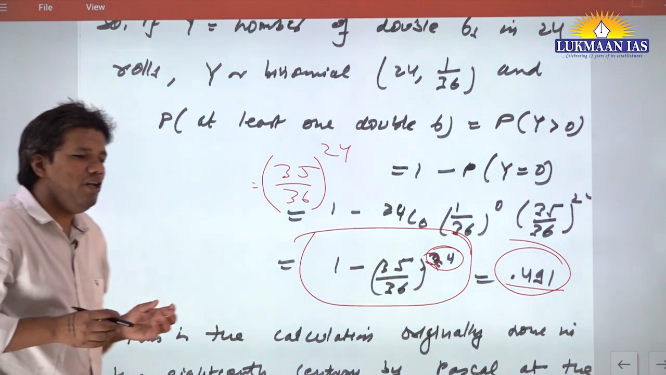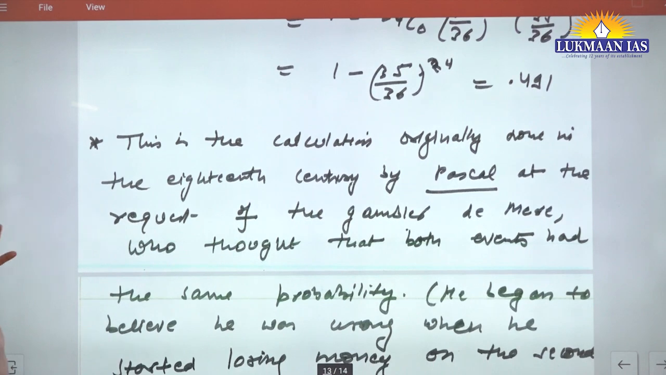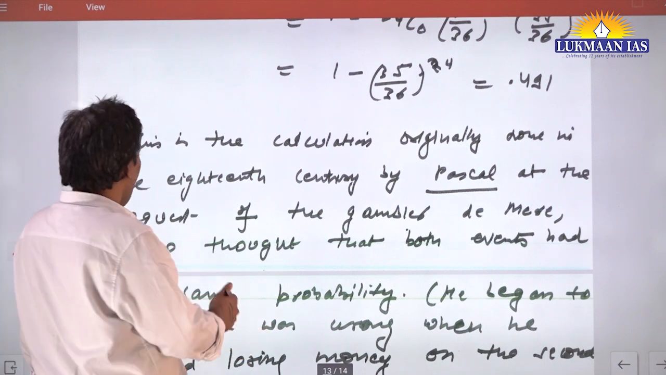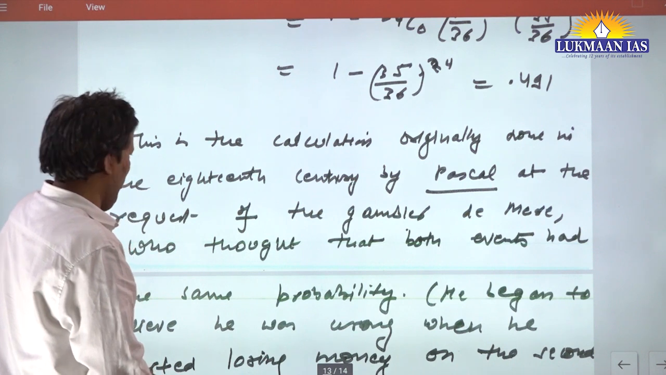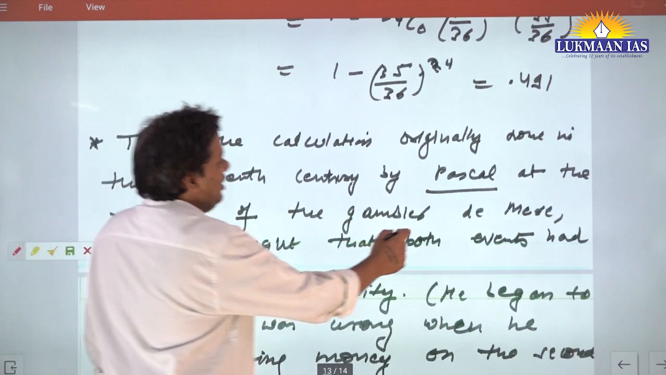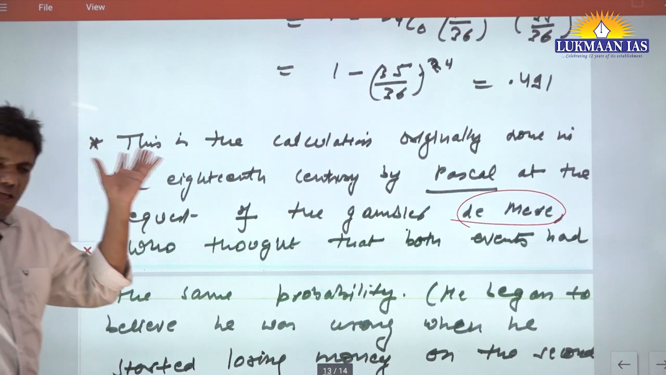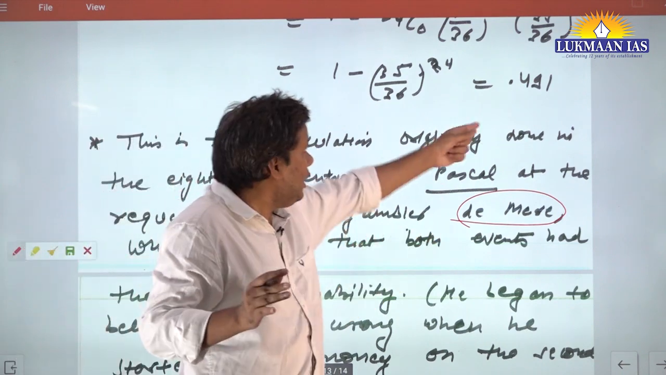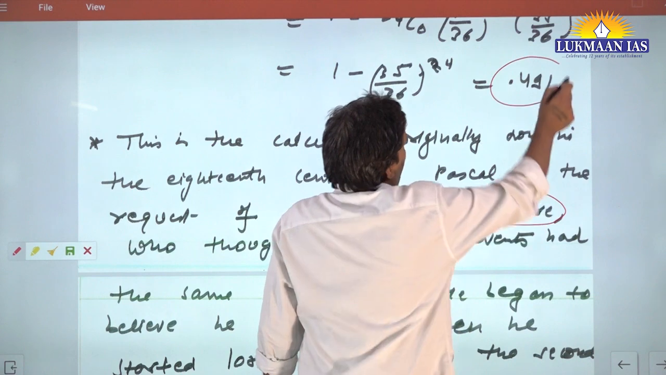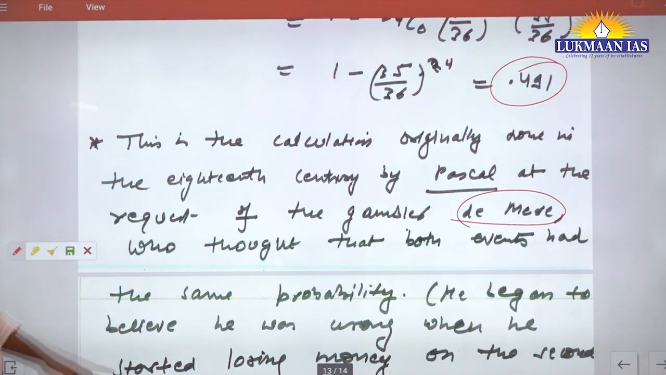But why is this question important? There was a gambler, right? This is a story. What was the name? See, when humans have a need, necessity is the mother of all invention. So this was a famous gambler, and I don't remember the name. D something, gambler De Mere. He was putting bets on these two cases. Originally he thought both were the same. But in the second case, he was losing money because it is less than 50%. In the first case he was earning money, because that is more than 50%.